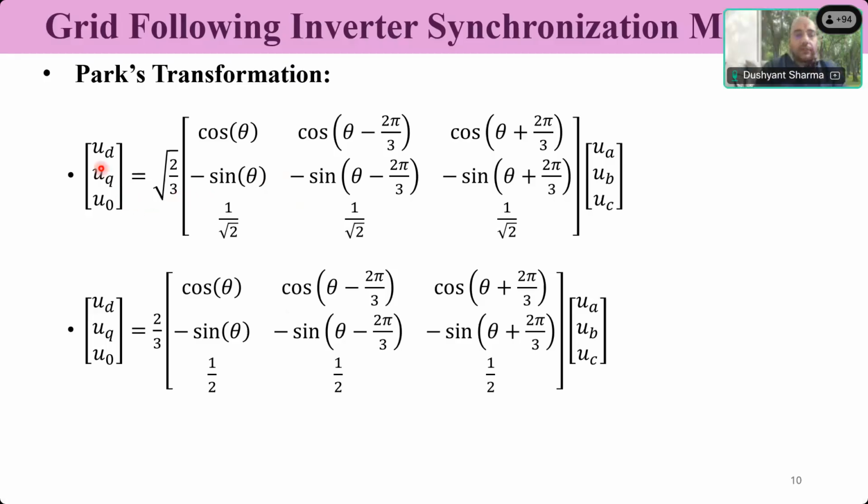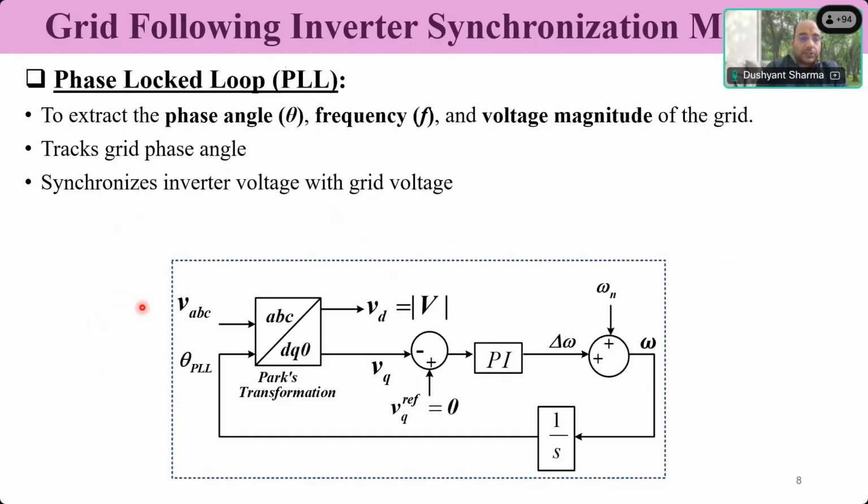So these two quantities, VD, VQ, we can use different kinds of mathematics. These are two well-known approaches of Park's transformation that we use, VD, VQ, and second VD, VQ. You can use any one of these. The point is the ABC quantities have to be converted to D and Q. Now, as we discussed here, ABC quantities to D and Q.